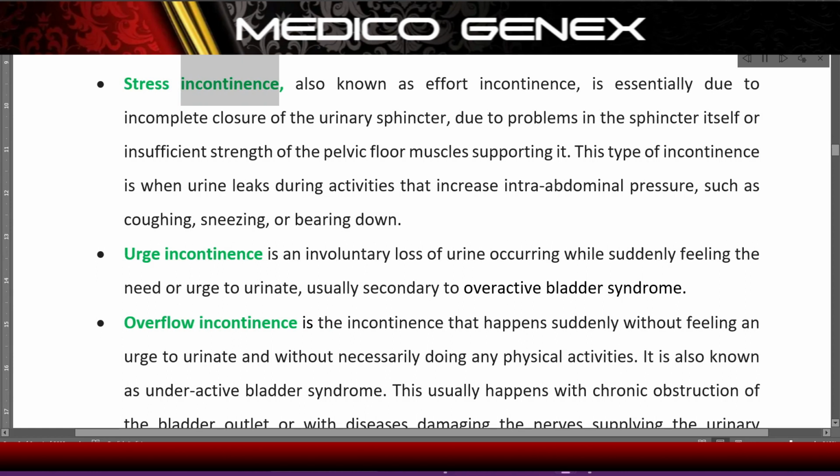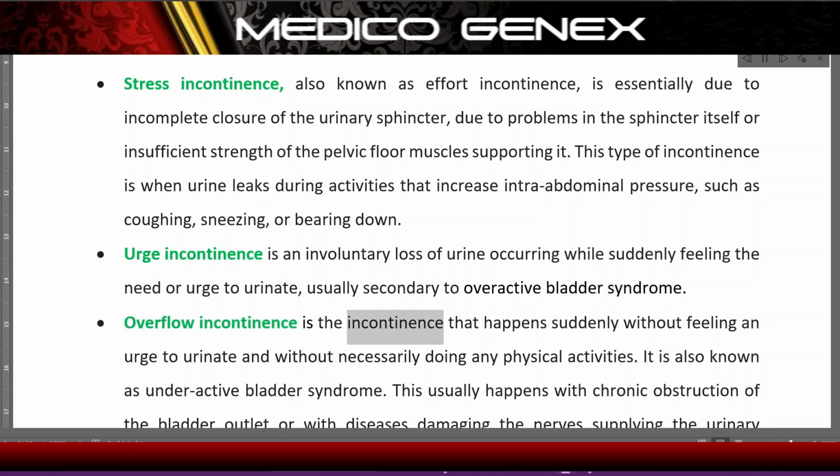Stress incontinence, also known as effort incontinence, is essentially due to incomplete closure of the urinary sphincter, due to problems in the sphincter itself or insufficient strength of the pelvic floor muscles supporting it. This type of incontinence is when urine leaks during activities that increase intra-abdominal pressure, such as coughing, sneezing, or bearing down. Urge incontinence is an involuntary loss of urine occurring while suddenly feeling the need or urge to urinate, usually secondary to overactive bladder syndrome.